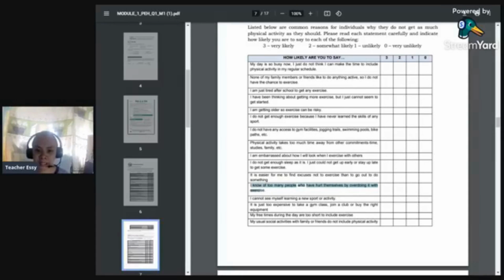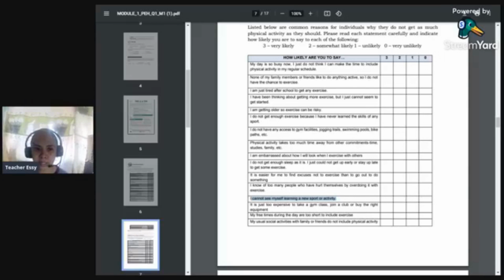Number 13. I really can't see learning a sport at my age. I really can't see myself learning a new sport. So parang I'm already old to learn a new sport. Or I'm already old to learn a new activity. Would you be saying that? You write 3, 2, 1, or 0.